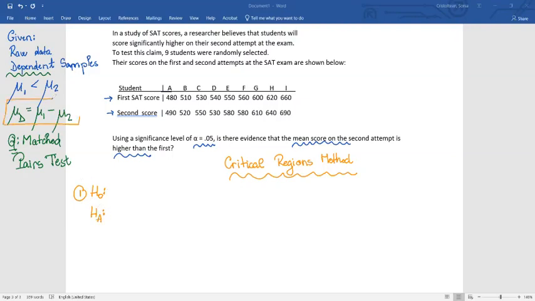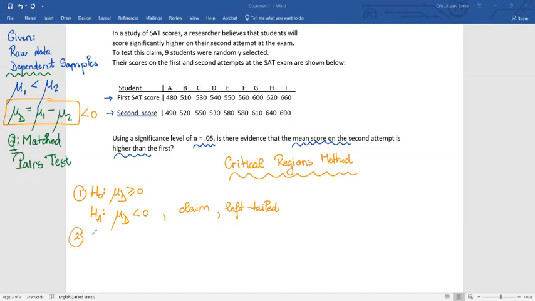I'm doing a matched pair test, so I need to use mu d. And because mu1 is less than mu2, when I subtract mu2, this will be less than 0. This is the claim, so I'll put that in here as the alternative hypothesis. And this is a left-tailed test, which means the null hypothesis is mu d is greater than or equal to 0. And I'm done with the first step of setting the hypotheses.